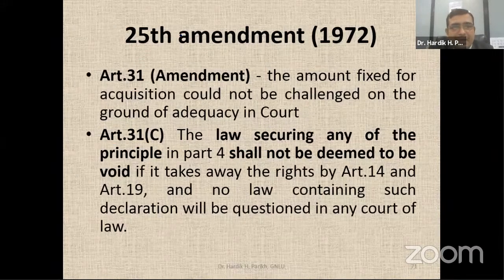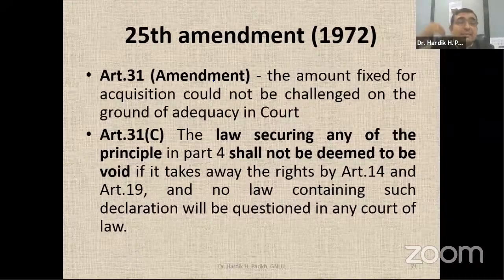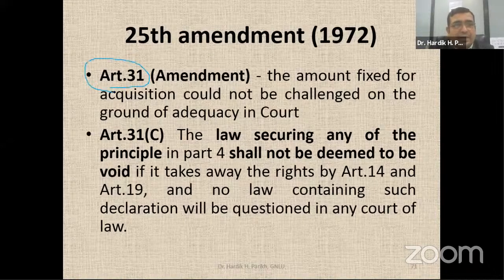Afterwards, the 24th Amendment came, the 25th Amendment also came, and this amendment added some more features. Now see this interesting part. Article 31 got amended, because I already highlighted Article 31 yesterday. Its six sub-clauses talk about the public purpose, the compensation, and the right when the power has been exercised.